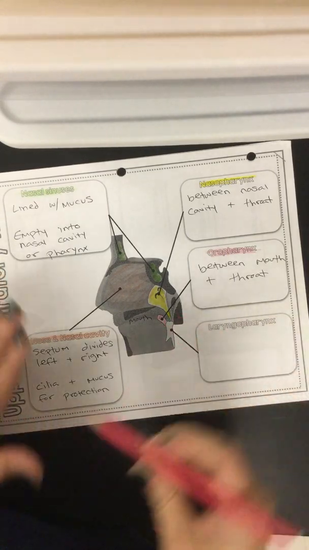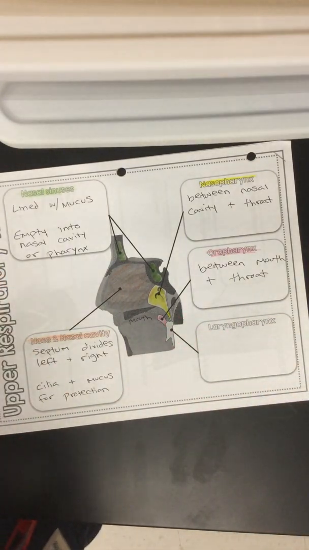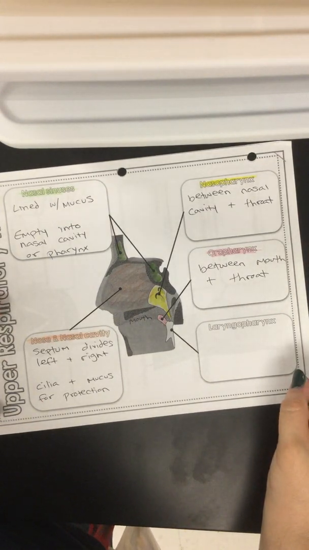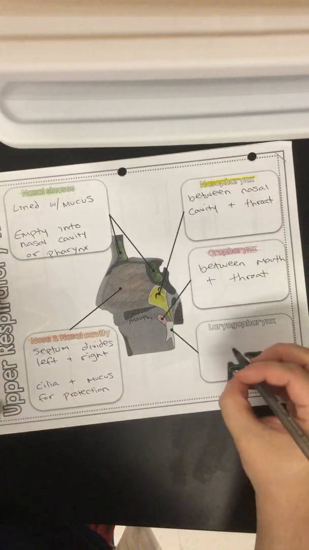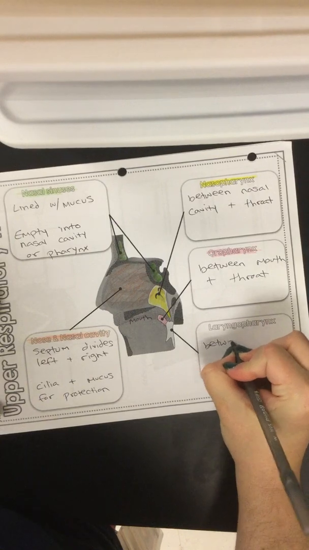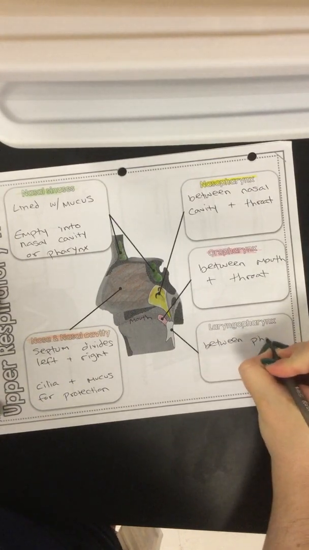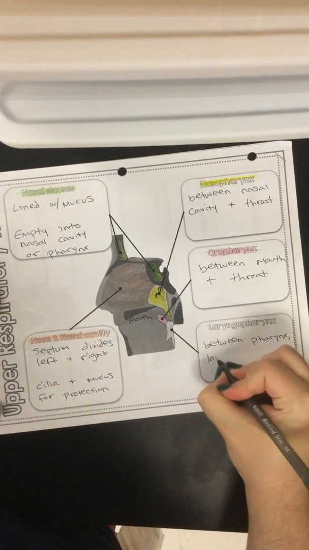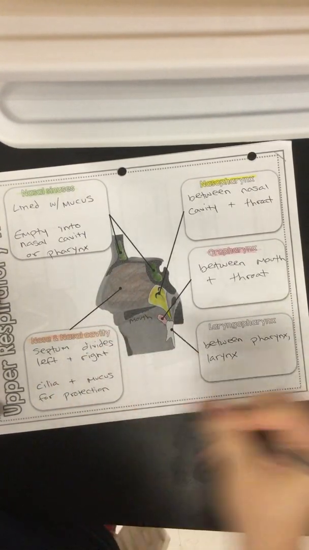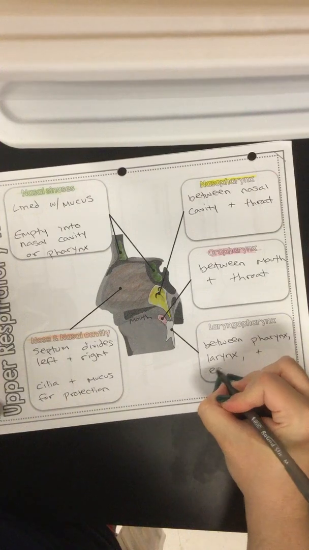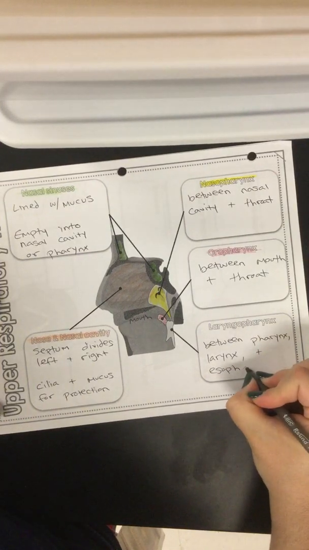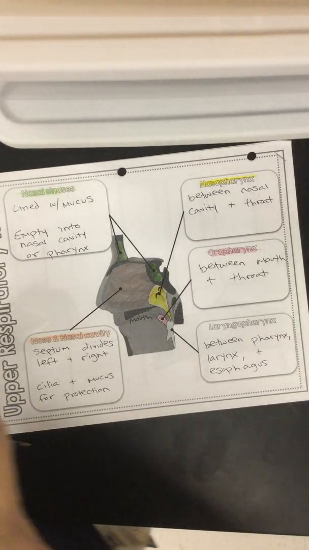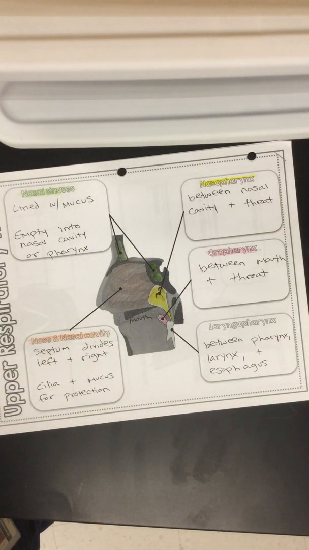It's also where you'd find some tonsils, which are part of the lymphatic system. The laryngopharynx is between the rest of the pharynx, these parts up above, the larynx, which is down below, and the esophagus, which is also below. So it's kind of like the bottom of the pharynx. It joins up with the top of the next part.